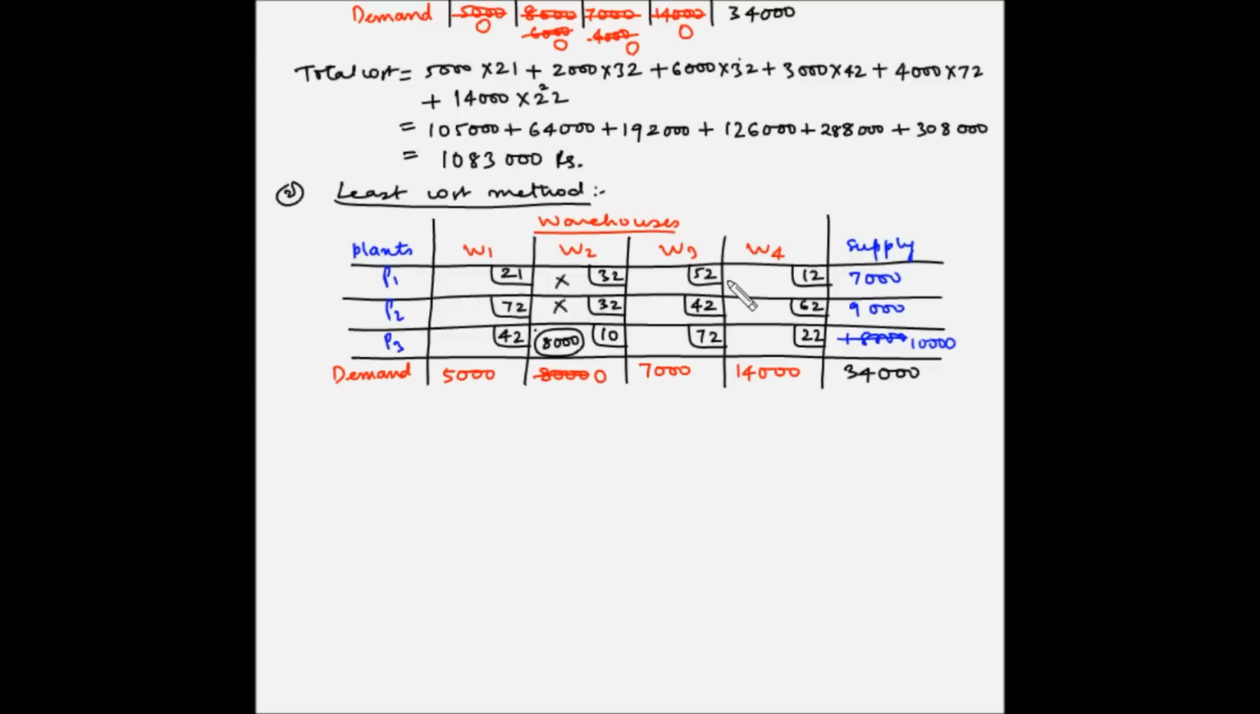Now let's again evaluate the remaining squares and find out the square with the lowest cost. So the next lowest cost is 12, which is for P1W4. So let's now select this square. Now let's evaluate the supply and demand condition. So P1 has a supply availability of 7,000 units, while W4 has a demand of 14,000 units. So here we can allocate 7,000 units.